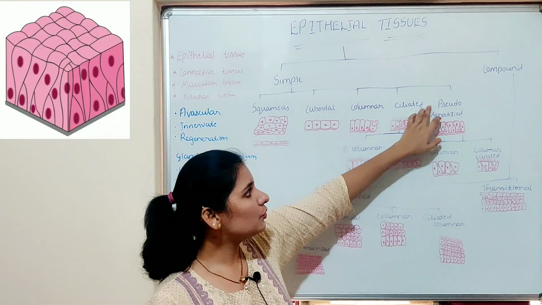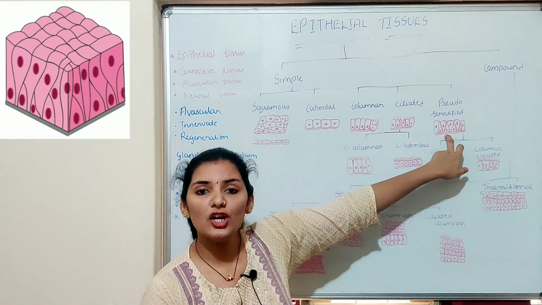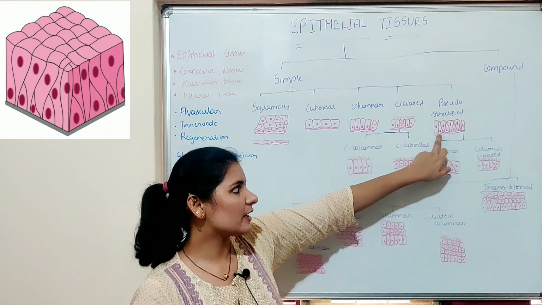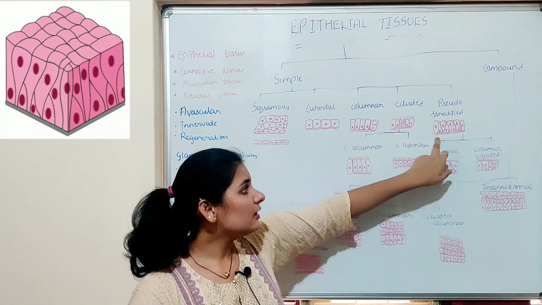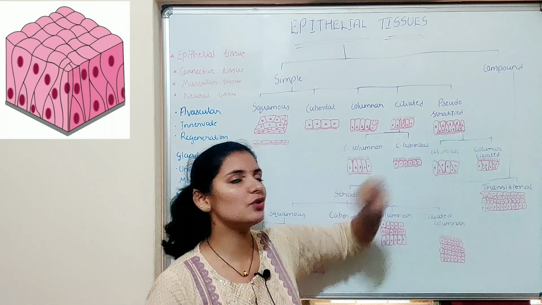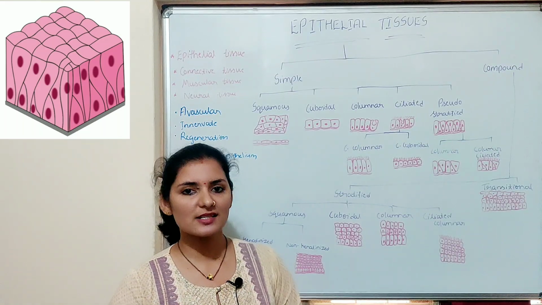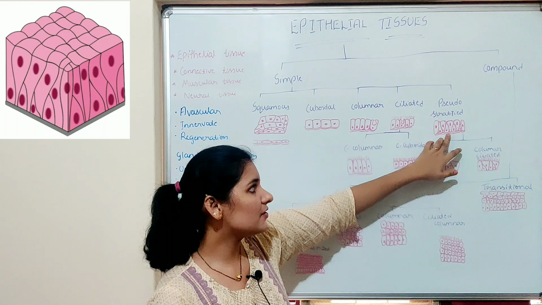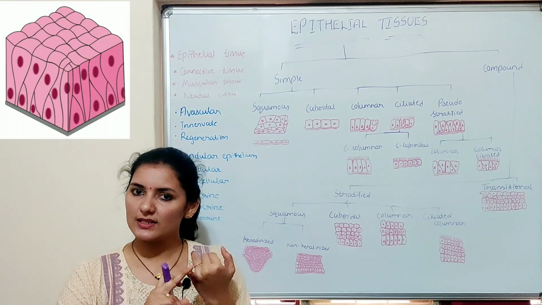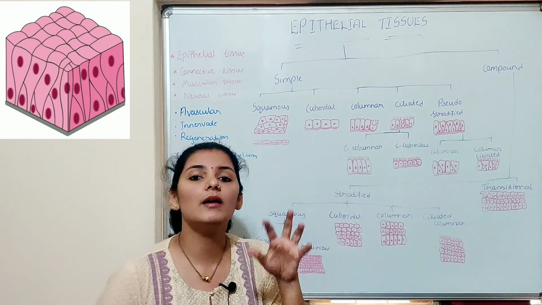Next type is pseudostratified epithelium. In this type, the epithelium is made up of columnar cells but of different sizes. A few cells are very long, whereas a few cells are short. The longer cells reach the free surface of the epithelium, whereas short cells do not reach the free surface of the epithelium. Because of this irregular size, the nuclei are arranged at different levels. So because of these two reasons, that is unequal size of the cells and arrangement of nuclei at different levels, they look multi-layered.